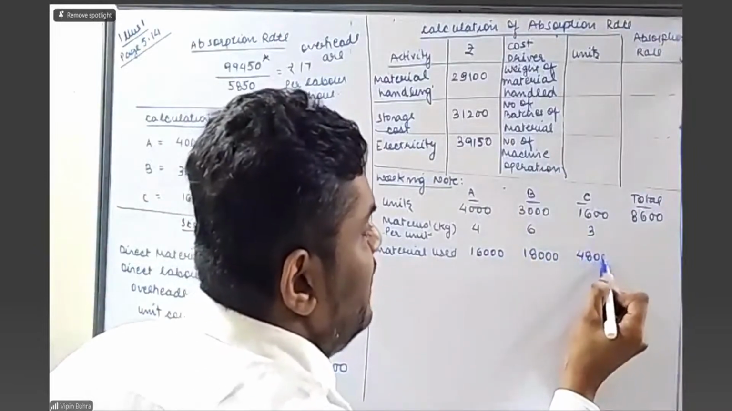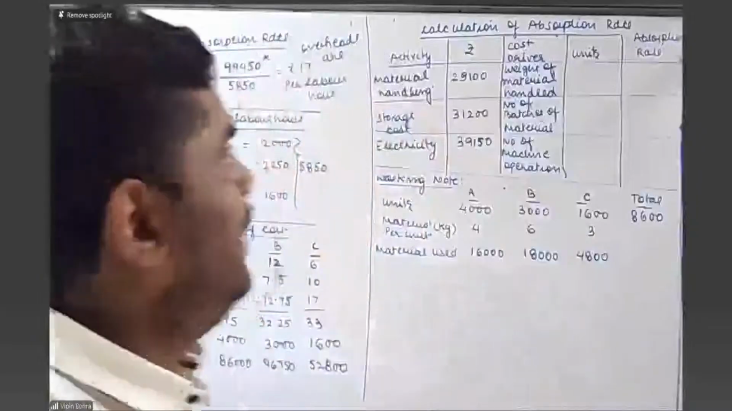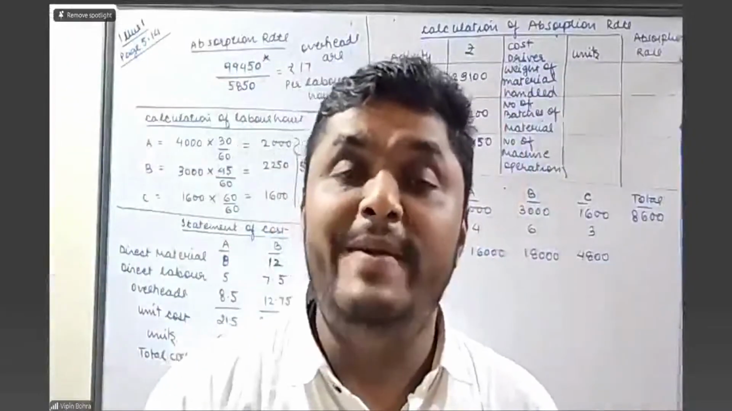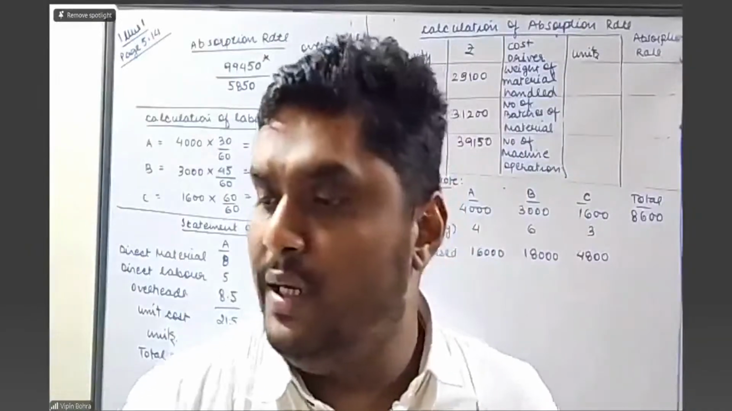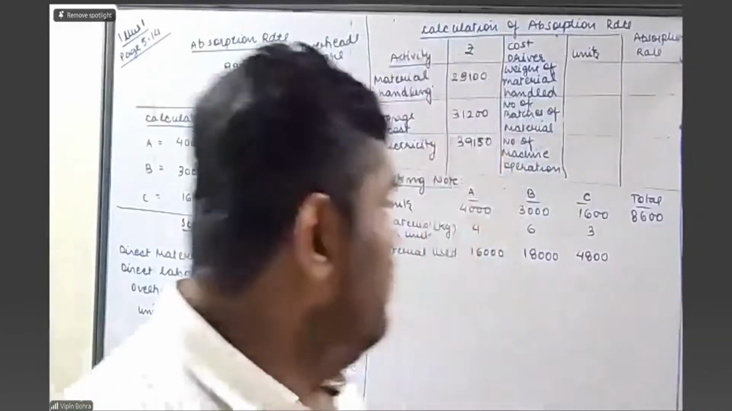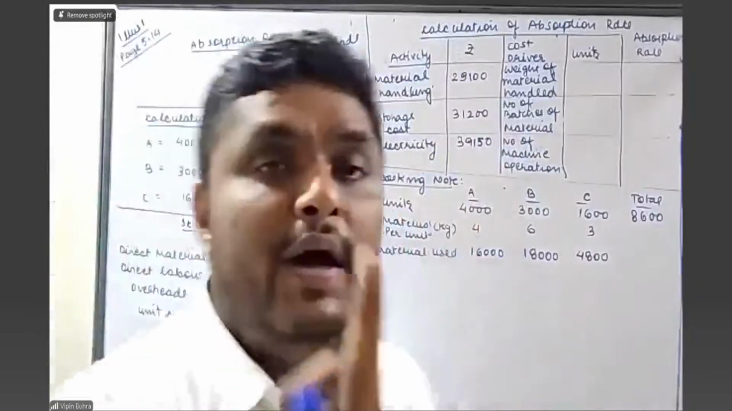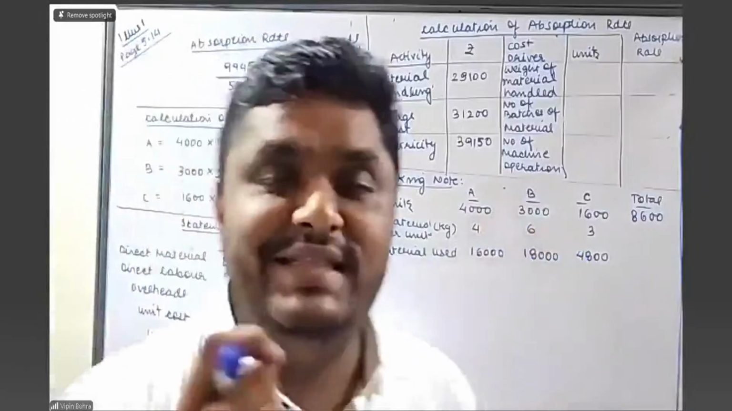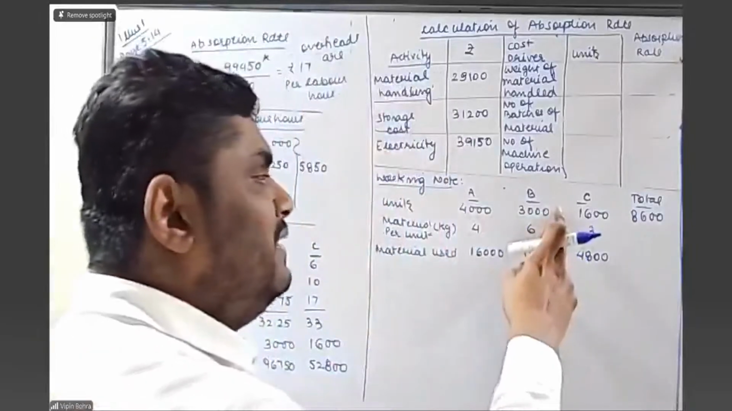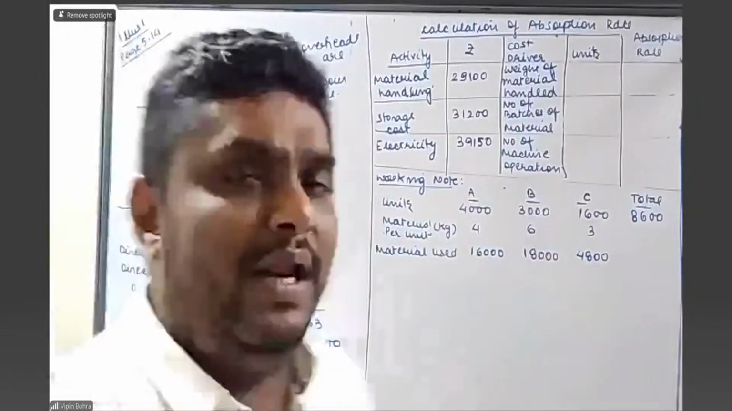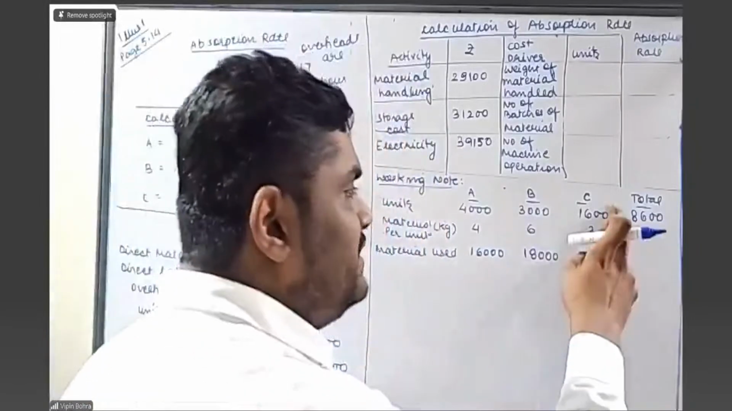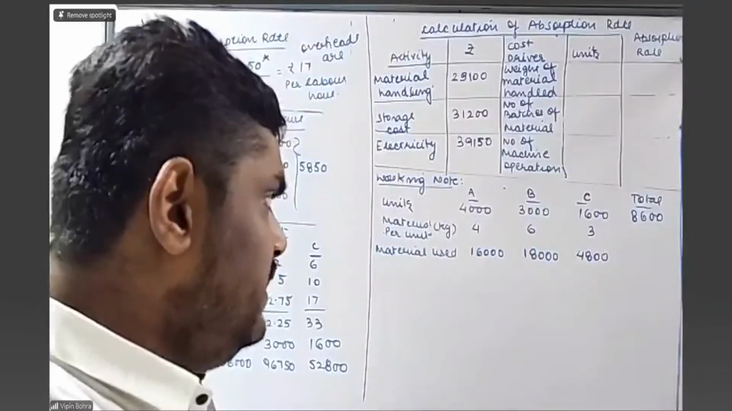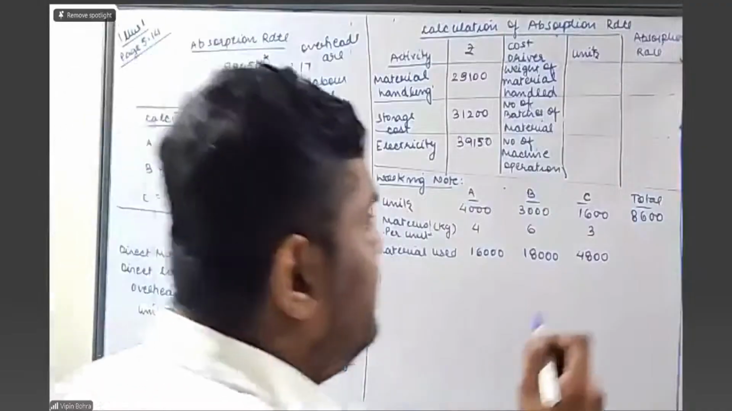This will be 4,800. I repeat again, when talking about material handling, it is absorbed on the basis of weight of material handled. Weight means how much quantity we have consumed for raw material. So for product A, it is 4 kilo per unit, and the total number of units are 4,000. So 4 into 4,000, that is 16,000 kgs. For B it is 6 kgs per unit, and the number of units are 3,000. So 6 into 3,000. Similarly, 3 kgs per unit, so 3 into 1,600, that will be 4,800. So 16,000 plus 18,000 plus 4,800, this will be 38,800.